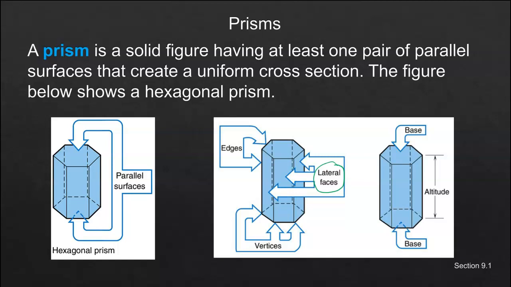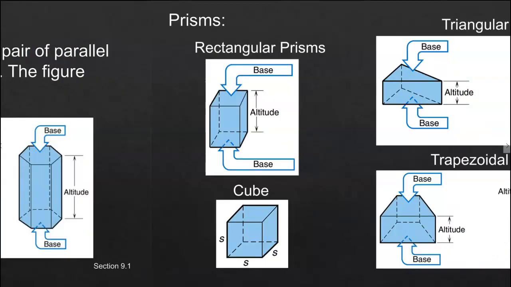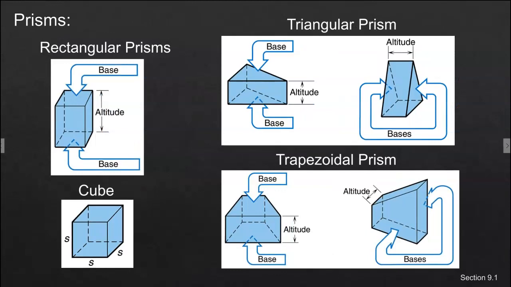So it's important to look at the prism first and identify what is this prism. So this one happens to be hexagonal. And then here's some others. So rectangular prisms have a rectangular base.